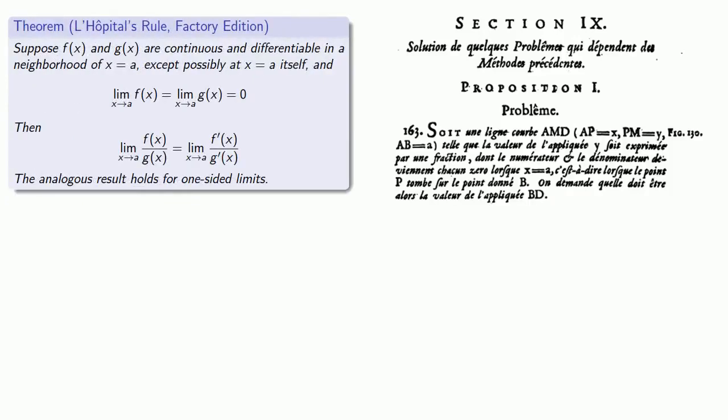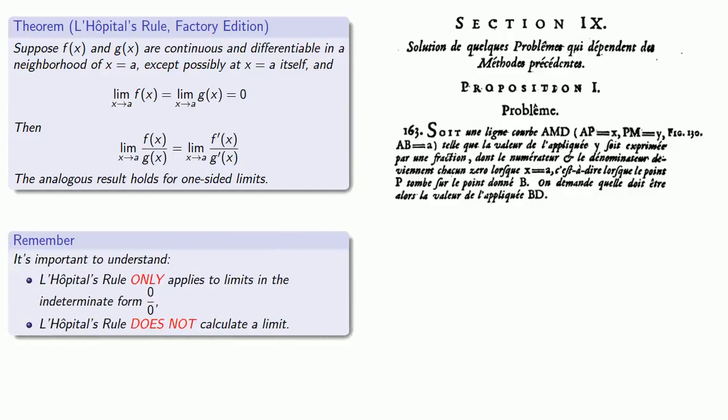And if you can't read French, here's the English version. Suppose f of x and g of x are continuous and differentiable in the neighborhood of x equals a, except possibly at x equals a itself, and both limits are 0. Then the limit of the quotient is the limit of the derivatives. And an analogous result holds for one-sided limits. Now it's very important to understand and remember that L'Hopital's rule only applies to limits of the indeterminate form 0 over 0, and L'Hopital's rule does not actually calculate a limit. Rather, it says that one limit is the same as another limit.